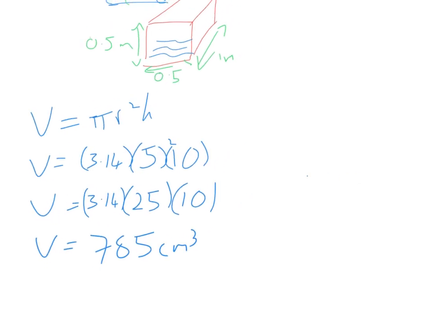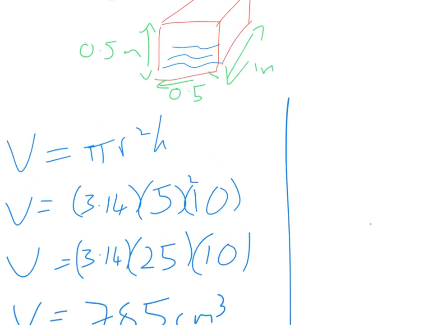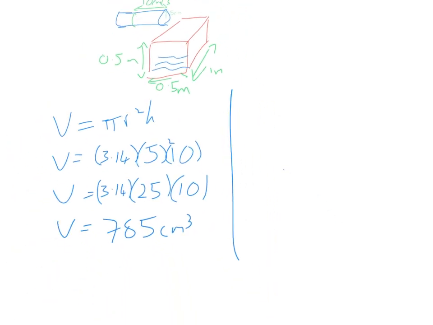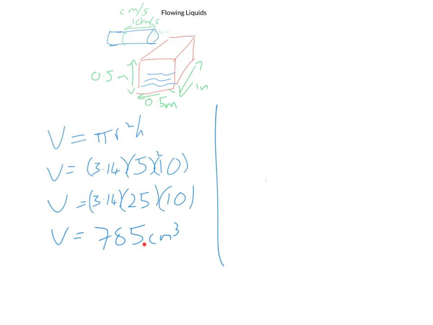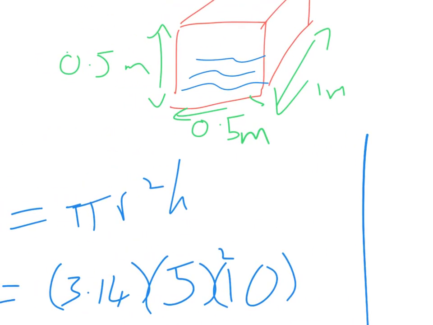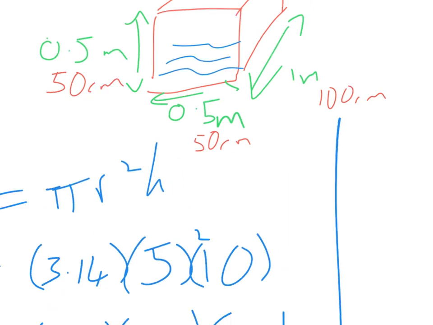If we want to know how long it'll take to fill up this tank here, we've got to figure out what its total volume is. Now please don't make the mistake of mixing and matching your units. If we've used centimeters for the first part of the question, we have to use centimeters for the second part of the question. So our dimensions here are 0.5 meters, we could say that's 50 centimeters. 1 meter is 100 centimeters. And 0.5 meters again is 50 centimeters.